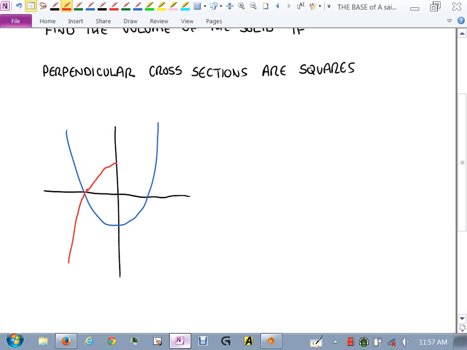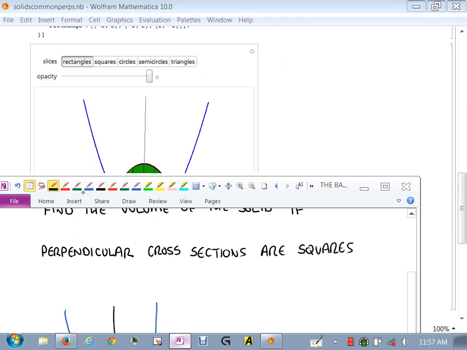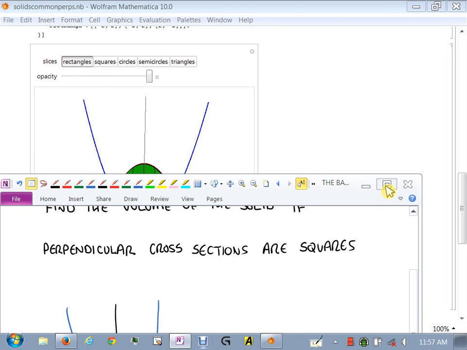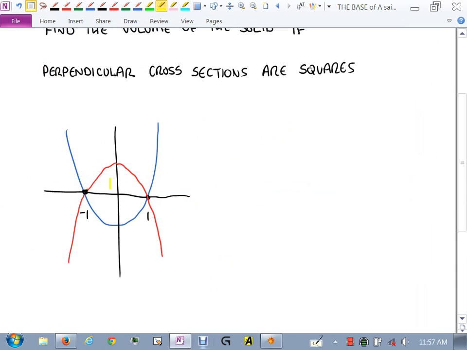They hit at 1 and negative 1. You could find that by setting them equal to each other, right? So they hit at 1 and negative 1. That is the base of our solid right there. Perpendicular cross sections form squares.